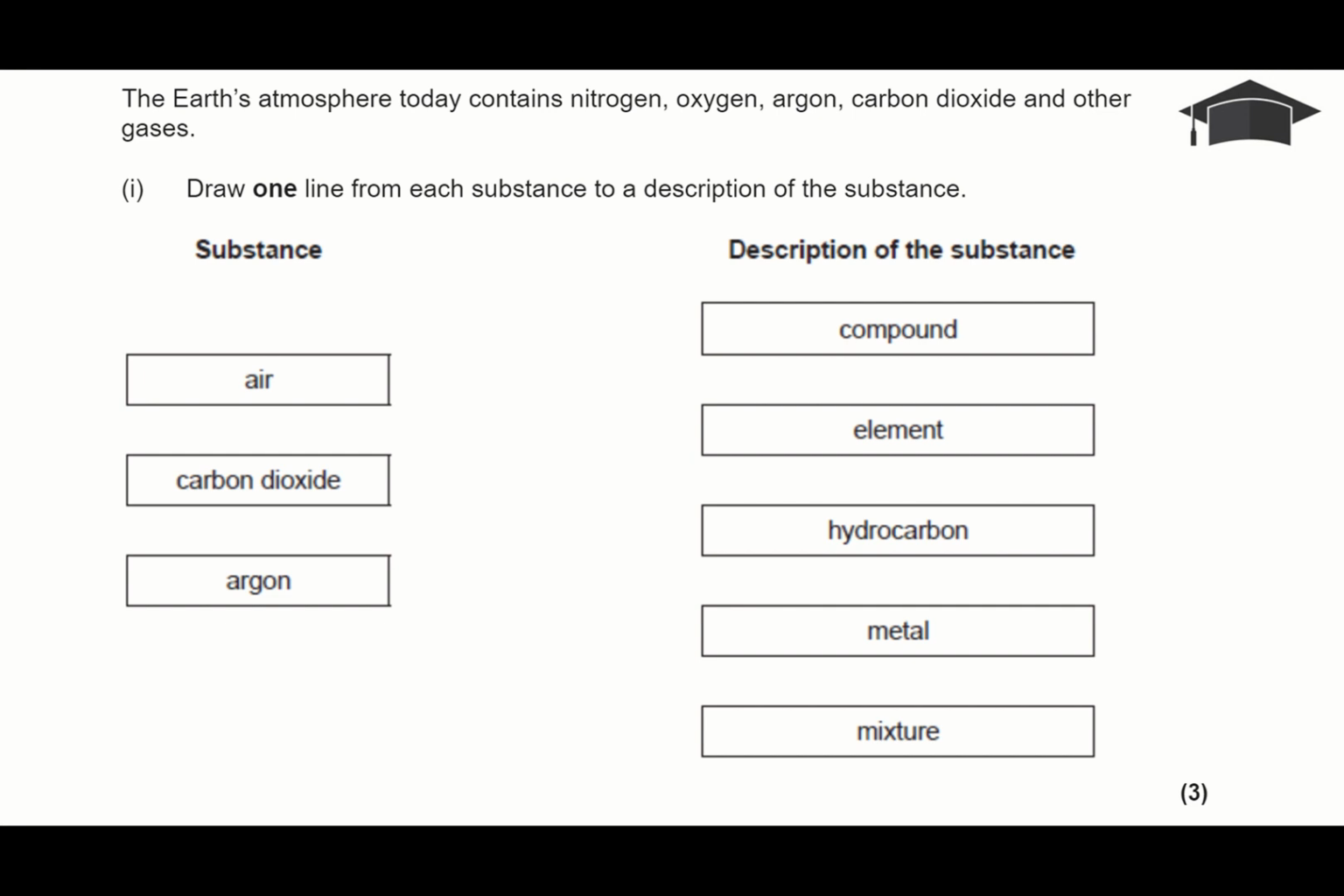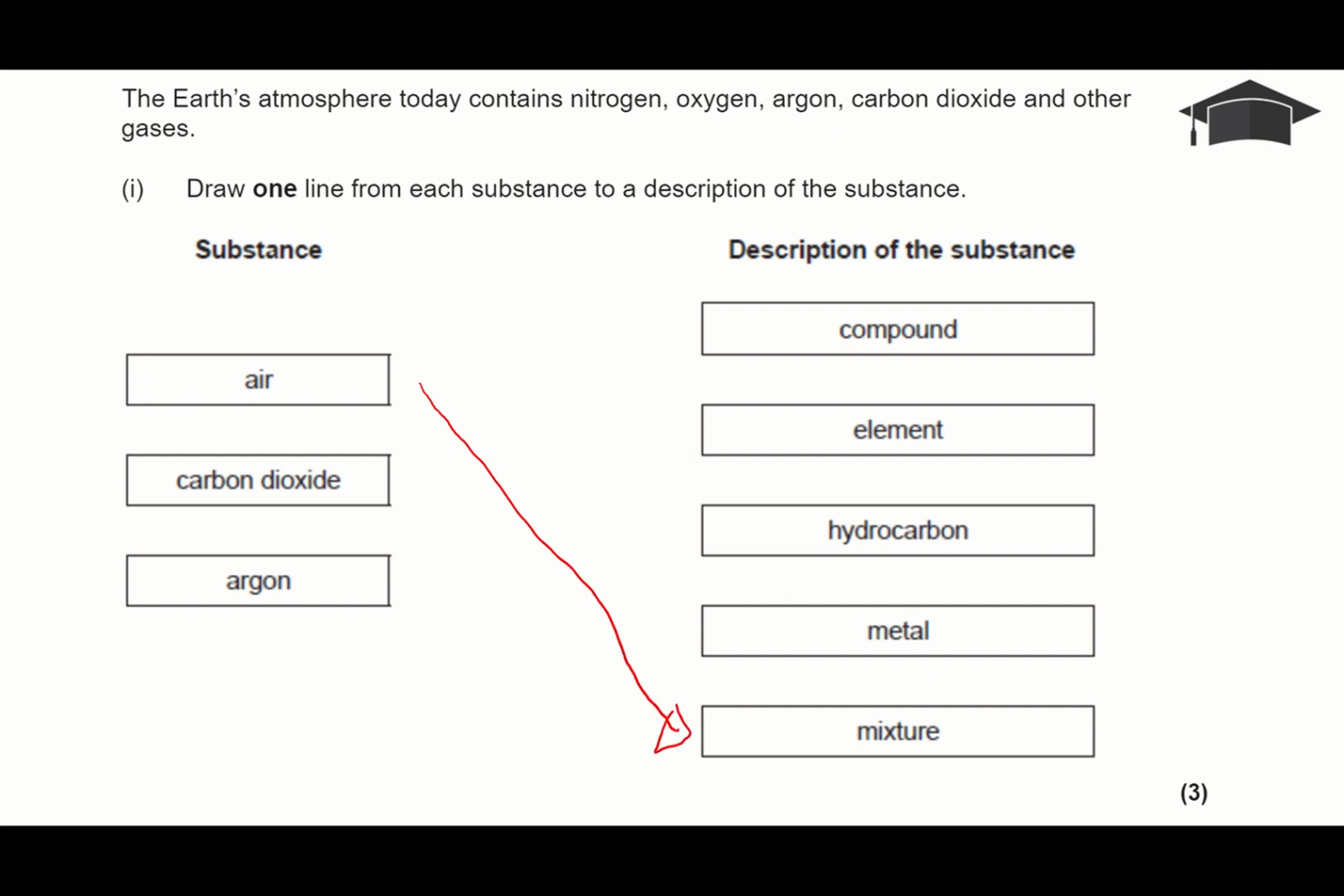And argon. Now looking at some of these, we know what a compound is, we know what an element is, we're not sure about what a hydrocarbon is, we should know what a metal is and should have some understanding of what a mixture is. So the way I would approach this right now is, let's look at what we've learned. So air, as the question suggests, is a mixture of different gases. So it has nitrogen, oxygen, argon, carbon dioxide, etc. Now, is that a compound? No. Is it combined? No, it's a mixture. So I would suggest going with the mixture.